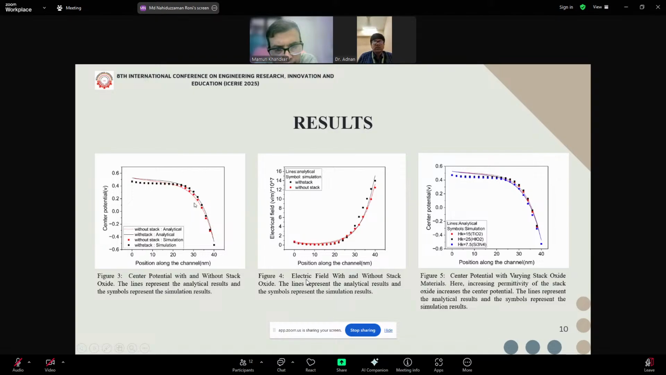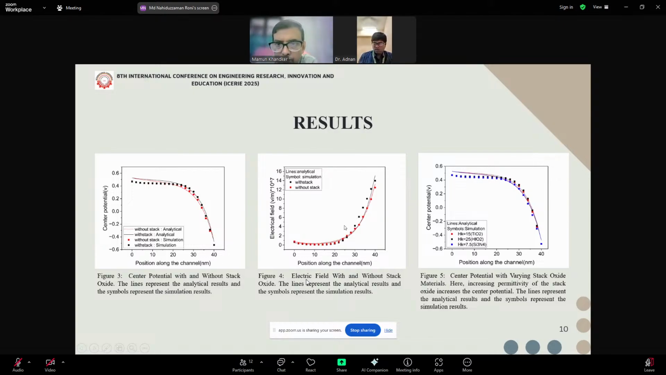It is because for stack oxide the effective thickness is less, meaning the voltage drop is less. Therefore, it results in more potential for the same amount of power supply or voltage supply.